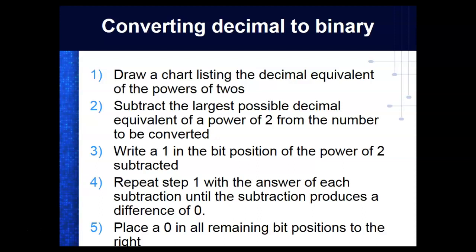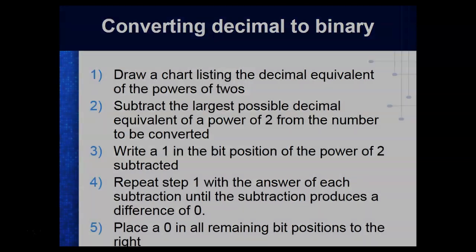Subtract the largest decimal equivalent of a power of 2 from the number to be converted. Write a 1 in the bit position of the power of 2 subtracted. Repeat step 1 with the answer of each subtraction until the subtraction produces a difference of 0. Place a 0 in all remaining bit positions to the right. We kind of do this as we go along. So we'll set up a chart, and we'll just do whole numbers right now. So I'm going to go 1, 2, 4, 8, 16.